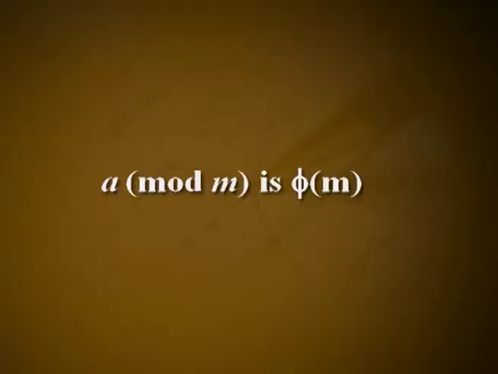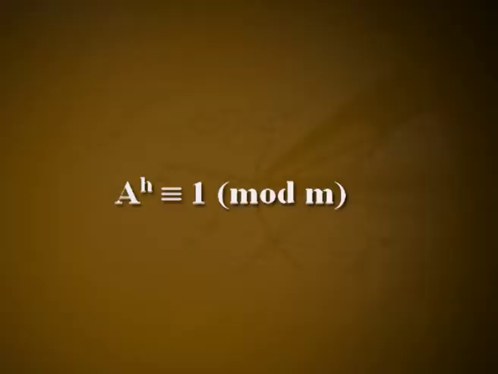Thus, there exist positive integers t such that a^t is congruent to 1 mod m. The smallest such t is called the exponent of a mod m. Here we shall be interested in the case when the exponent of integer a mod m is phi of m. Definition. Let m greater than 1 be an integer and a another integer. A positive integer h is called the exponent of a modulo m if h is the smallest positive integer such that a raised to h is congruent to 1 mod m.